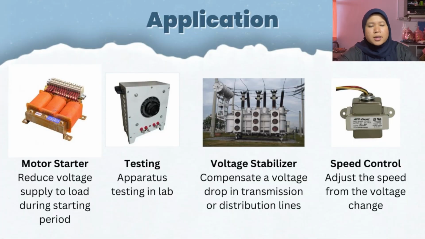Autotransformer has many applications in our daily life, but I will state 4 of them. First is motor starter. It can be used to reduce voltage supply to the load during the starting period. Second is for testing. It is for apparatus testing in the lab. Third is for the voltage stabilizer. It can compensate the voltage drop in transmission or distribution lines. And lastly, for the speed control for fan. It can adjust the speed from the change of the voltage.